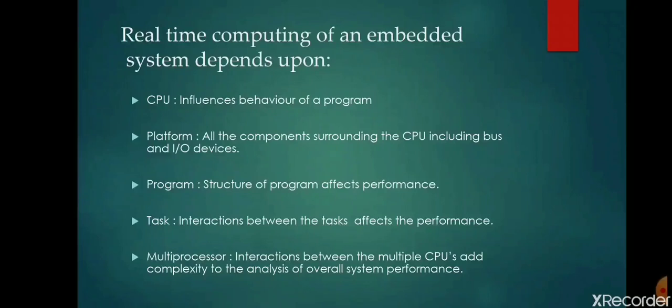The last one is multiprocessor. Many embedded systems, rather than having a single processor, may have a large number of processors. This may include multiple programmable CPUs as well as accelerators. These processors will interact with each other, adding more complexity to the analysis of overall system performance. This is about the performance of an embedded system.